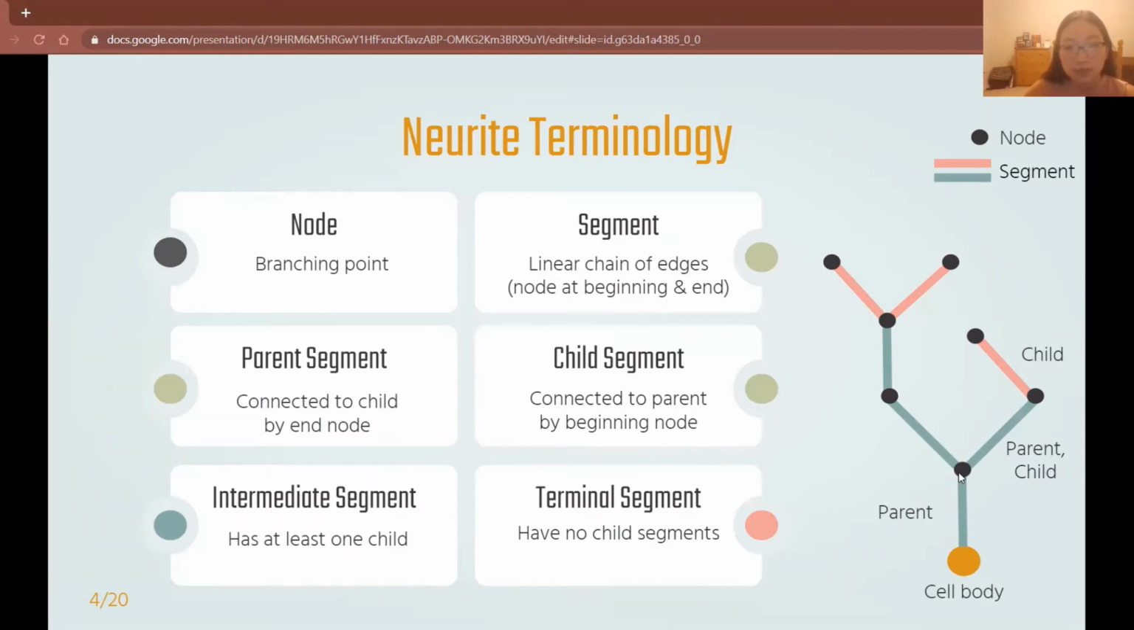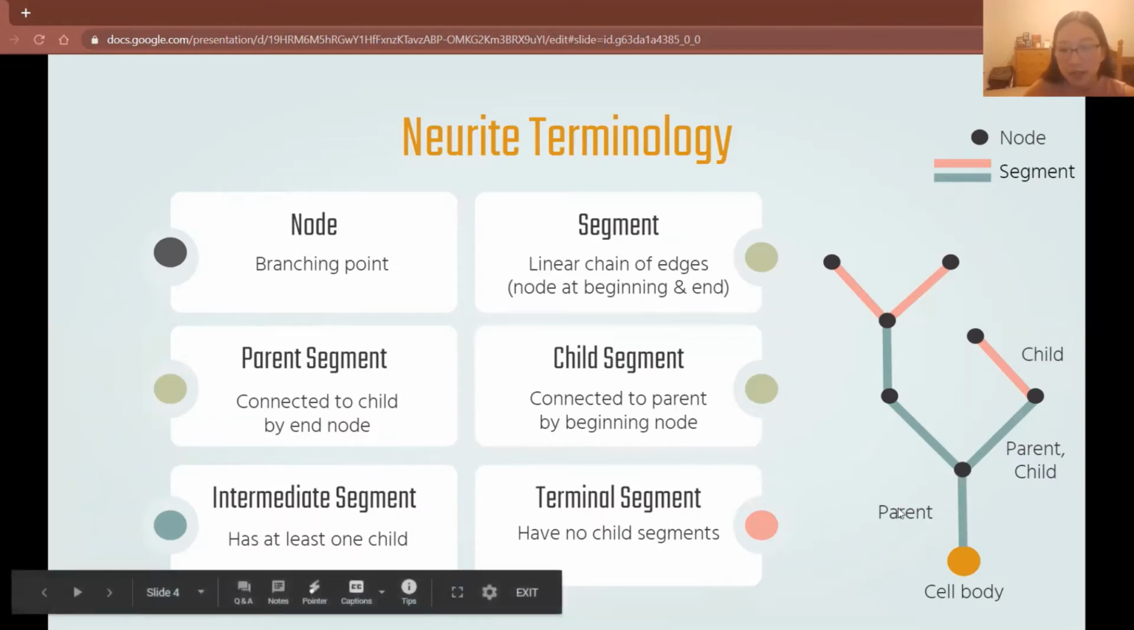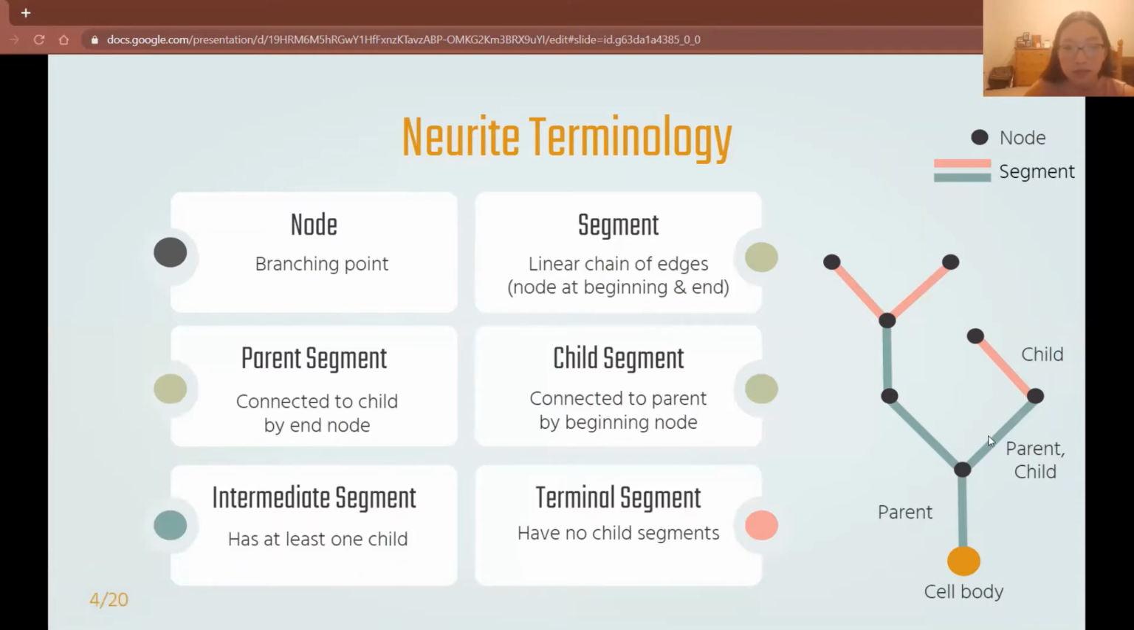Parent segments and child segments are connected by a node, with the parent's last node being connected to the child's first node. As you can see here, we have a parent segment, and a child segment to that, and here a child segment to this parent segment. We have two types of segments: intermediate segments, which contain at least one child, and terminal segments, which contain no children.